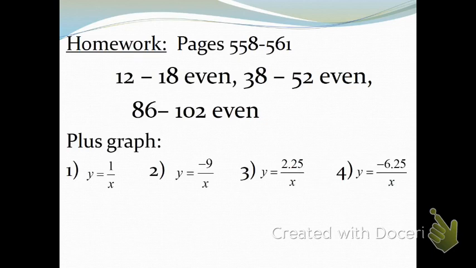So here's your assignment. I gave you a couple problems. Guys, what's the square root of 1? 1. What's the square root of 9? What's the square root of 225? 15. So what's the square root of 2.25? 1.5. See what I'm talking about? Okay, so just practice those graphs. That's your assignment for today.